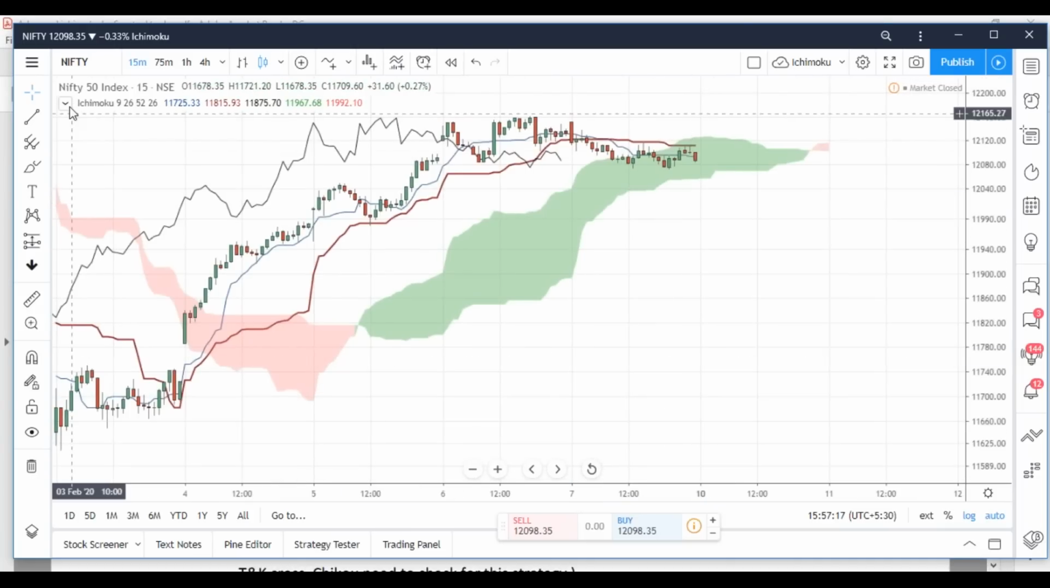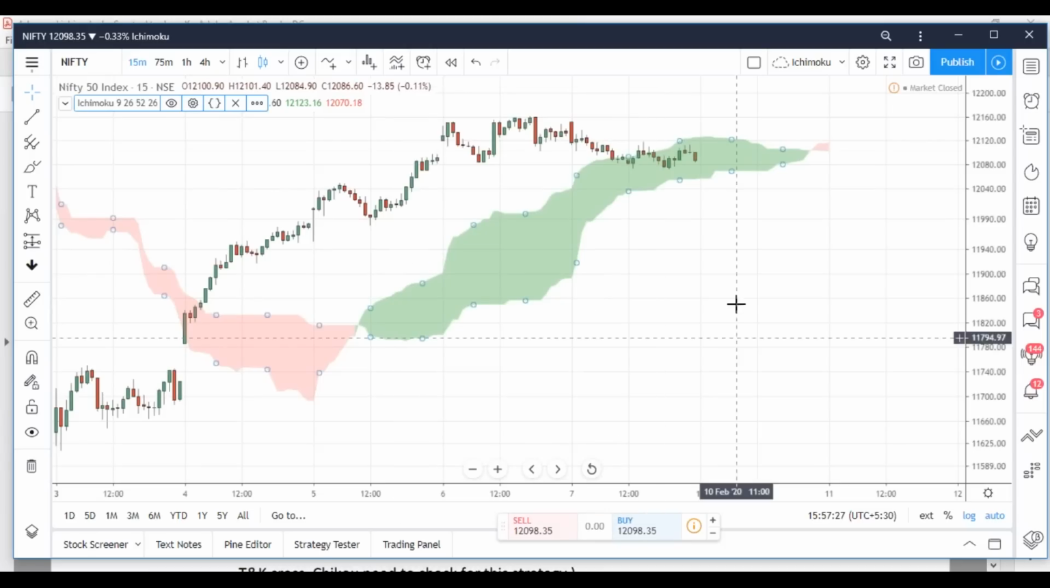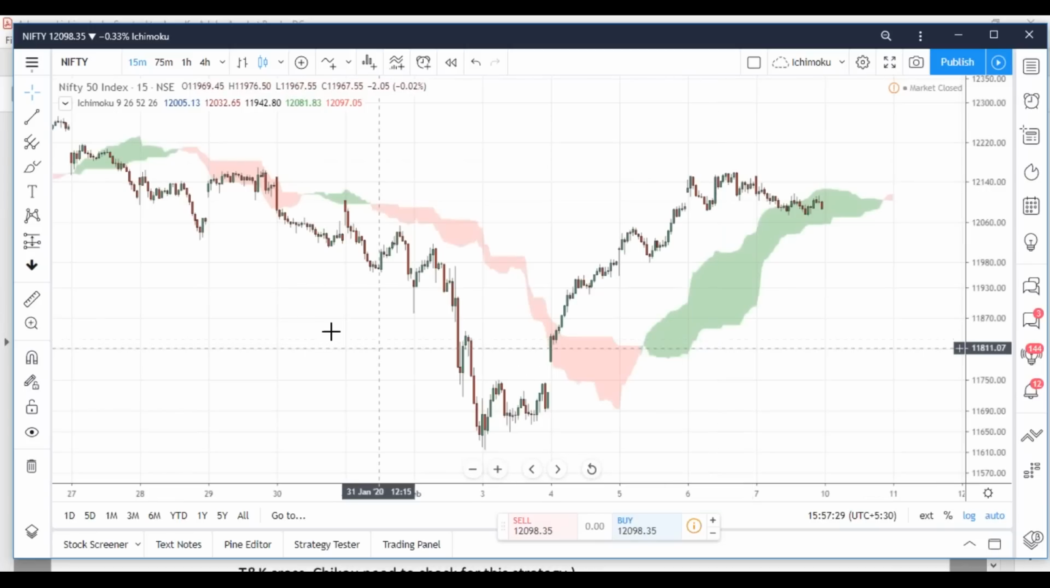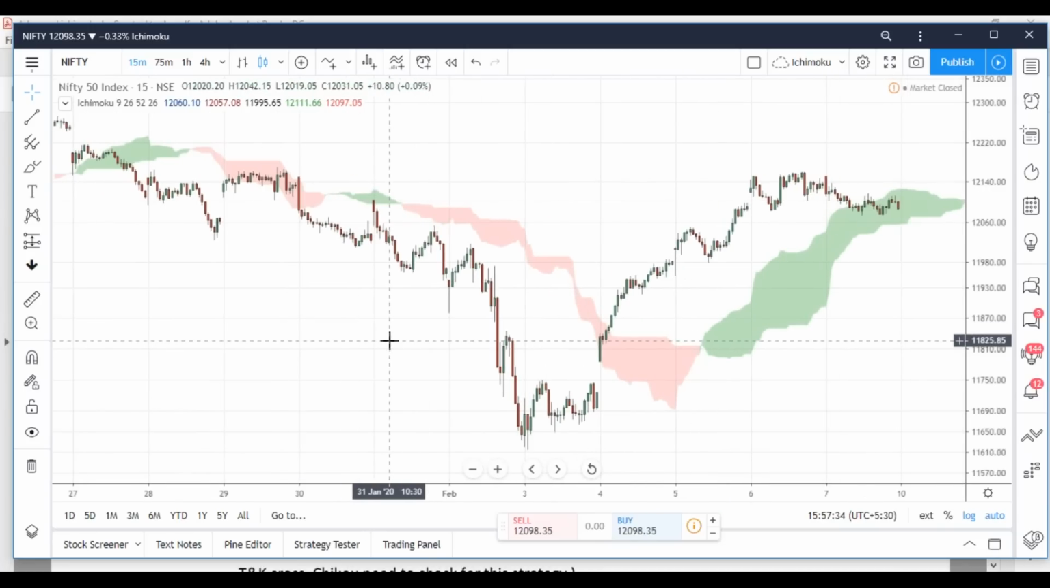So what I will do here, I will remove all other components. I don't need them. Plain vanilla cloud. As simple as that. Now see, this is only a 15-minute chart.